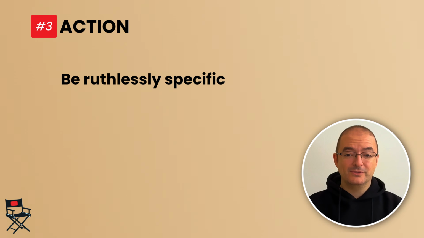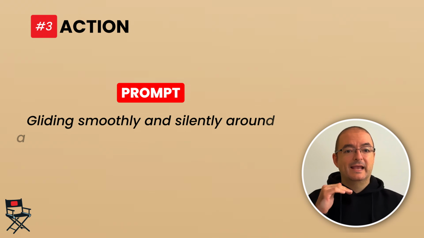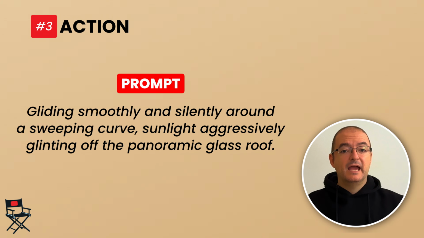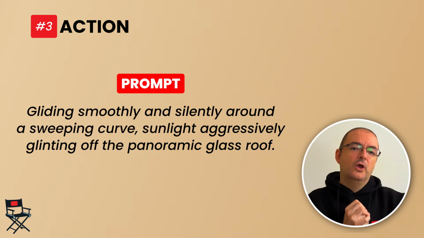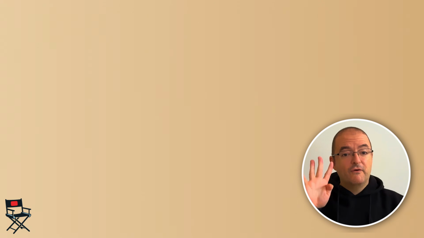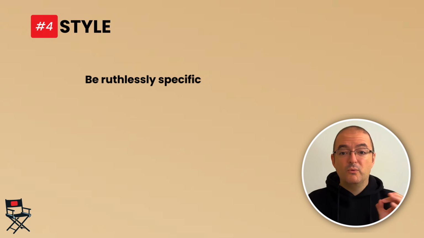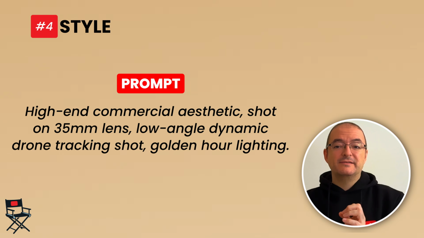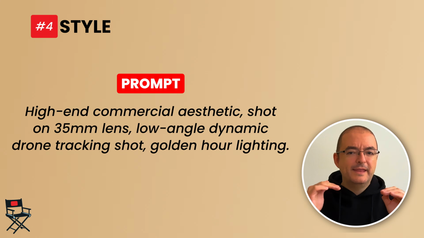Third, action. This is the 4th dimension we talked about in video 1. What is moving? We write gliding smoothly and silently around a sweeping curve, sunlight aggressively glinting off the panoramic glass roof. Fourth, style. This is your cinematography, lighting, and medium. We write high-end commercial aesthetic, shot on 35mm lens, low-angle dynamic drone tracking shot, golden hour lighting.